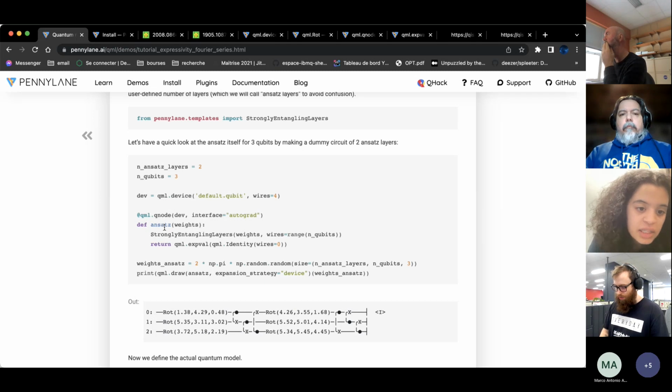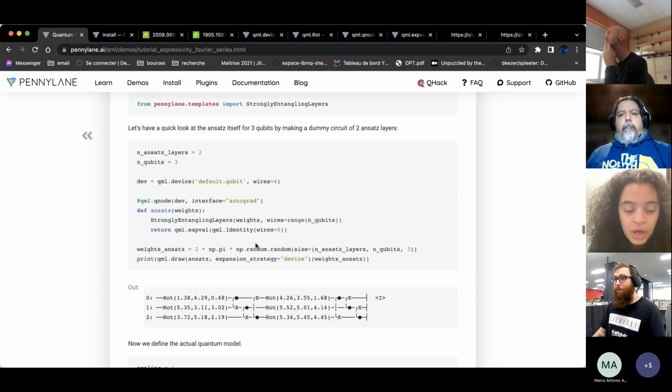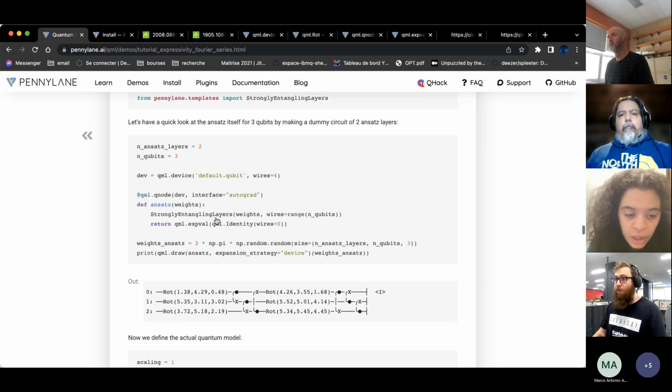Basically, here they call it ansatz. We could have called it W. It's the same idea here. And we use the strongly entangling layers, so the circuits that we saw right up there, with a certain number of weights, and we return the expectation value of this whole thing.